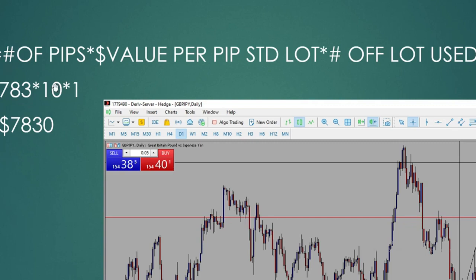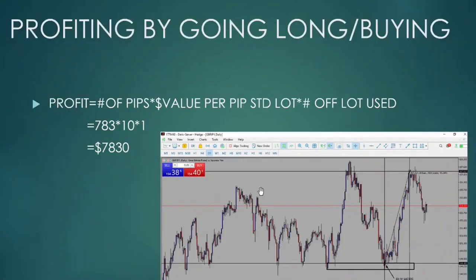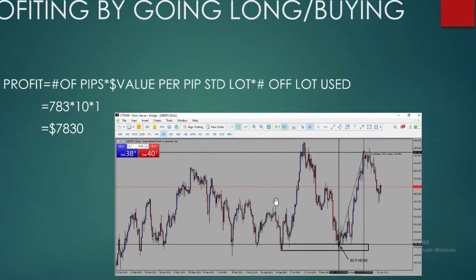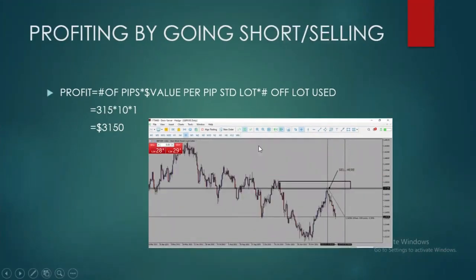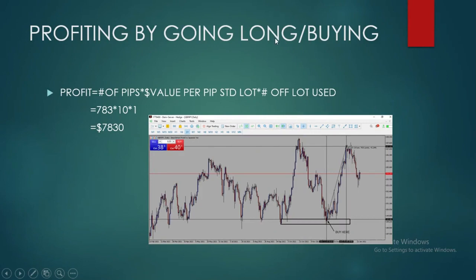Okay, so that's the calculation for this buy trade. That's an explanation for a buy trade. When we say you have taken a long, you have taken a buy, how do you make profit? That's how you make profit. The GBP is appreciating over the yen.